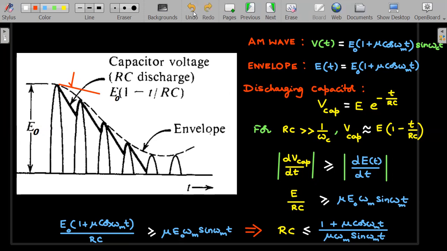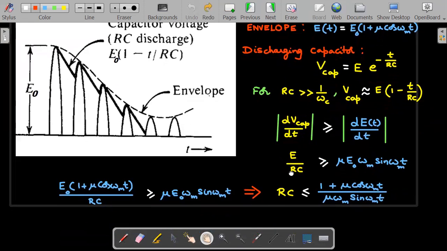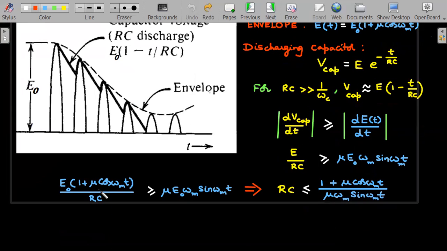So with that condition in our hands, we'll try to substitute the required conditions here. Differentiation of this gives you E by RC, and differentiation of this gives you this. And let's go here, follow my lead, right? E by RC. So E is substituted from the envelope function here, and you end up getting this blue inequality. Take RC on that side, bring these things down, then you'll end up getting RC is less than or equal to 1 plus this cos function divided by the sine function.